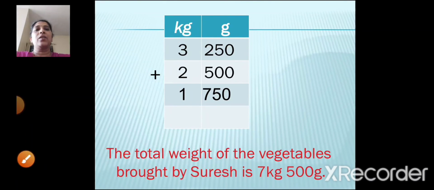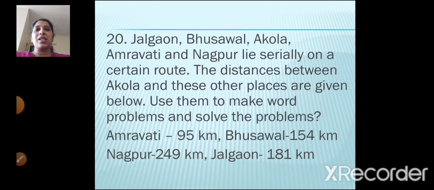So we will write the total weight of the vegetables brought by Suresh is 7 kg 500 gram. Let's move to the last word problem.